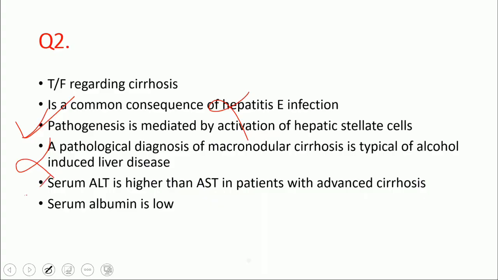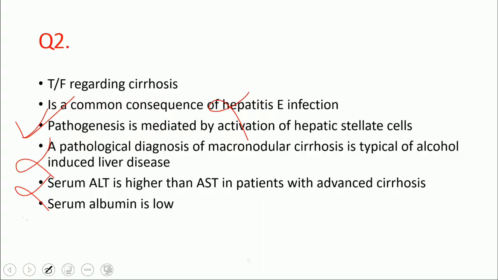So in cirrhosis, what you find is AST higher than ALT, but very minimally increased. It's slightly elevated above the normal range, but AST would be slightly higher than ALT. So statement 4 is wrong. It is the other way around, right?